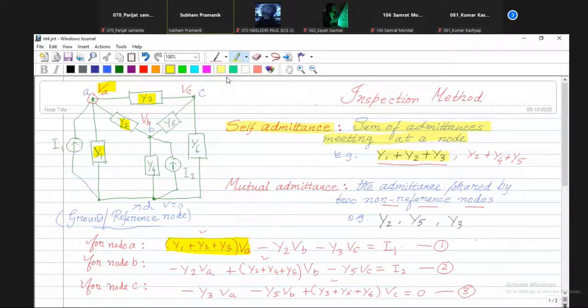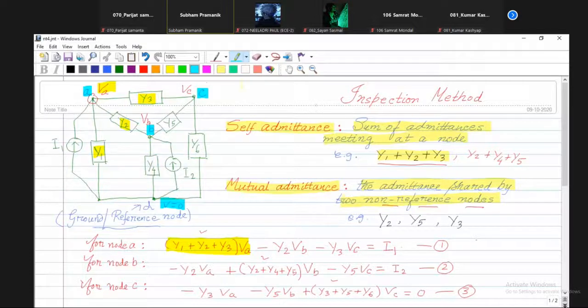Okay, then mutual admittance. What is mutual admittance? The admittance shared by two non-reference nodes. Right. Non-reference nodes are which ones? This is non-reference node A. This is non-reference node B. This is non-reference node C. Remember again, reference node means one whose voltage is already known. So we are trying to find node equations using which we will be solving for VA, VB, VC. These three node voltages are not specified. So these are the non-reference nodes.